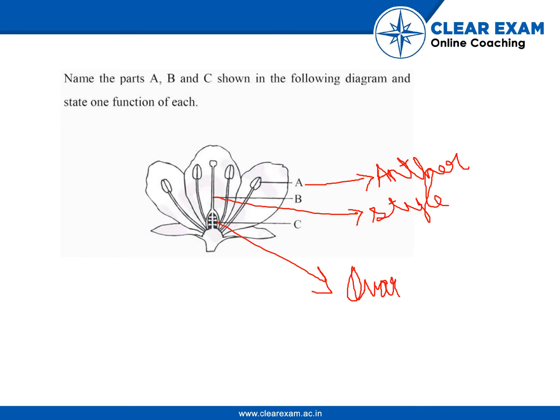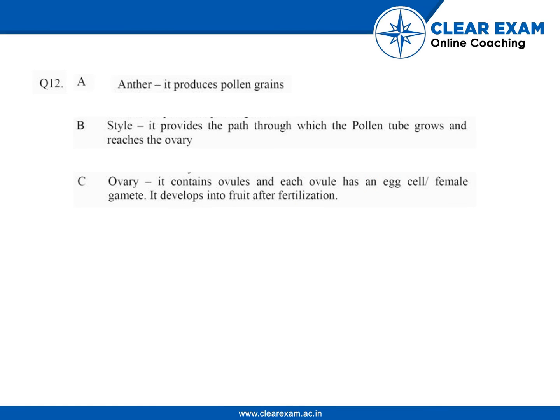Now we come to the function of each. So anther, it produces pollen grains which are necessary for pollination. Style, it provides a path through which pollen can reach the ovule or the egg cell, through which the pollen tube grows and reaches the ovary.